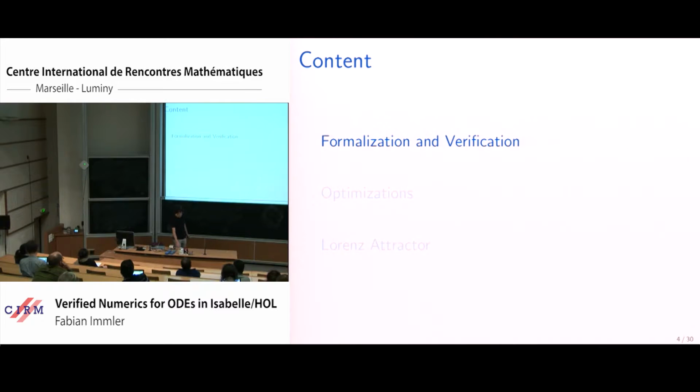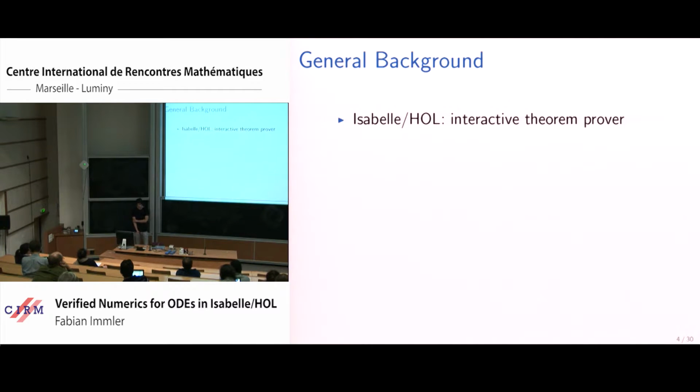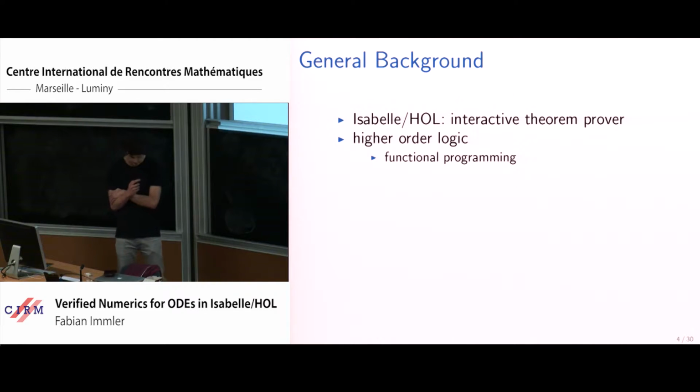So now I'd like to go a bit more into detail, first about what the basis of the formalization is and how we verified our programs. Some general background: we use Isabelle with the logic HOL as a theorem prover. It's an interactive theorem prover implementing higher order logic. You can see higher order logic as a functional programming language in which we're going to specify our programs, but it's also equipped with logic, so you can do some reasoning.